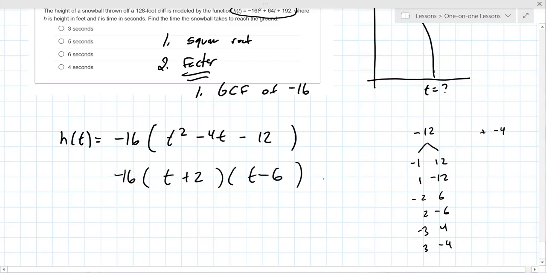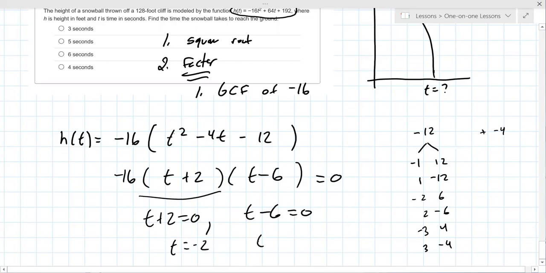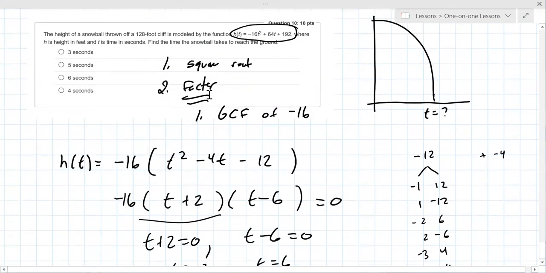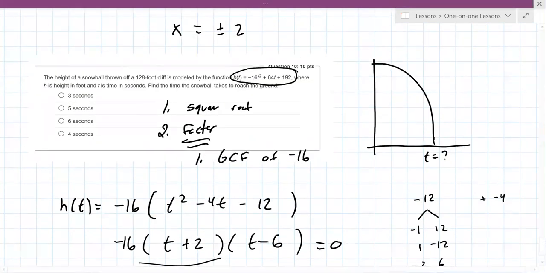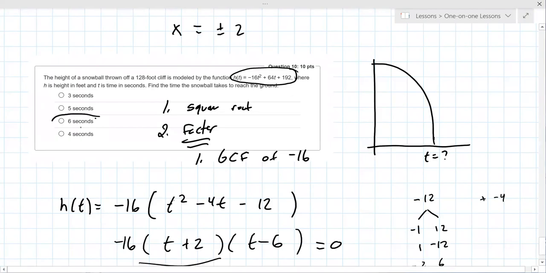So now you set both of these equal to 0. That's the zero product property. You set this equal to 0, and then you set the t minus 6 equal to 0. You get two solutions: t equals negative 2 and t equals 6, which is reasonable given the context of this problem. 6 seconds. That's right. The other one does hit the ground over here, but it's a scenario that doesn't exist in time.